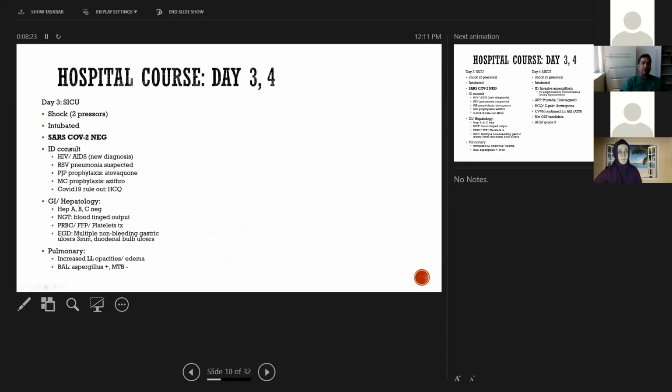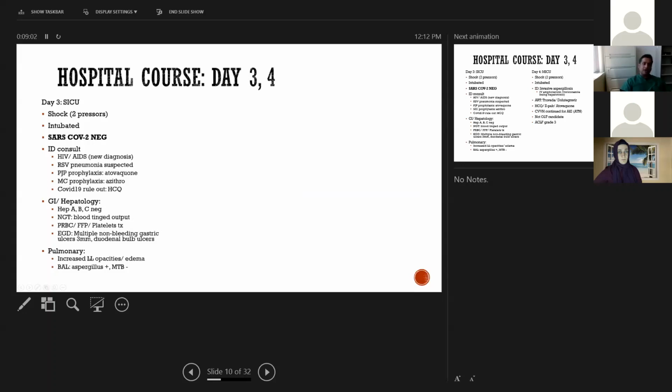Day 3 and 4, patient was still intubated. She was in shock. At the time, SARS-CoV-2 was negative. ID consult was thinking about starting the antiretroviral therapy, but at this time, she was already started on pneumocystis and mycobacterial prophylaxis. She was on empiric hydroxychloroquine. Hepatology, we were consulted. She was negative for the acute viral hepatitis. And at the time, she had a blood-tinged nasogastric output, and therefore she underwent an endoscopy, given the SARS-CoV-2 was negative, with full PPE precautions, and that showed gastric ulcers and duodenal ulcers.